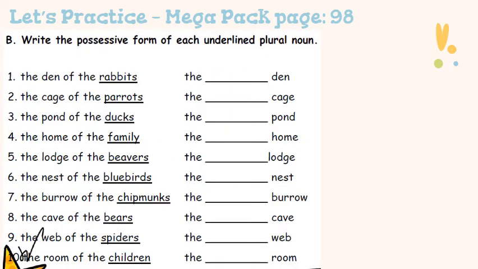Page 98 as well. We have lots of exercises. Yes. Write the possessive form of each underlined plural. These are in plural. Look. The den of the rabbits. The cage of the parrots. The pond of the ducks. The home of the family. Family, this is a collective noun. It's plural, because one family is made of more than one member.